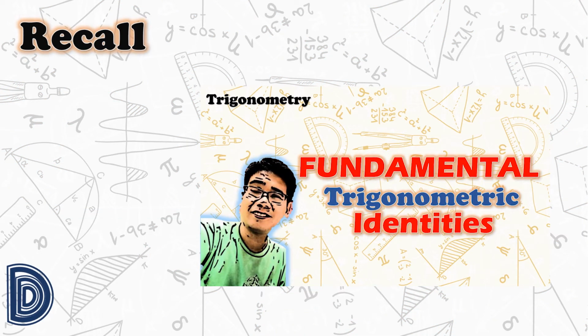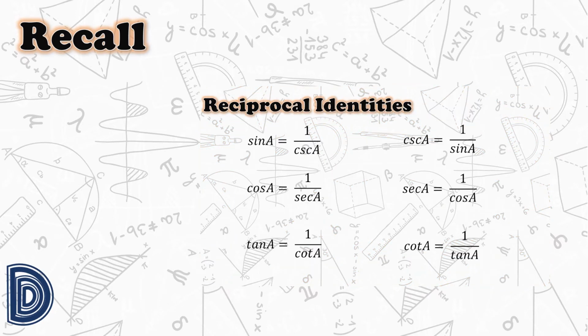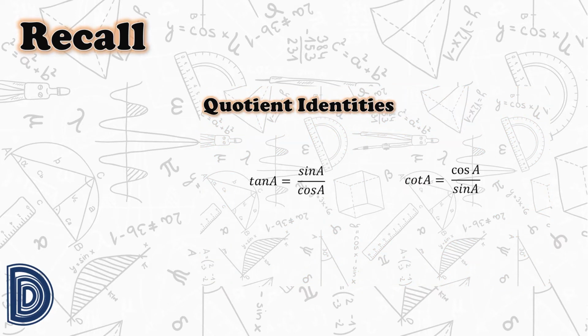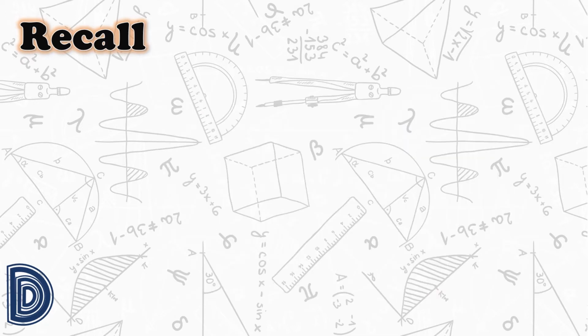In a previous video lesson, we introduced the fundamental trigonometric identities. We had the reciprocal relations, quotient relations, and Pythagorean relations. If you haven't seen it, the link is in the description of this video.